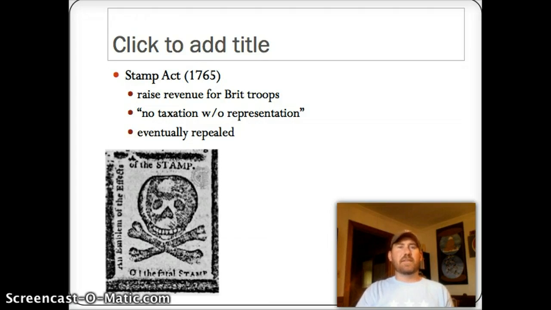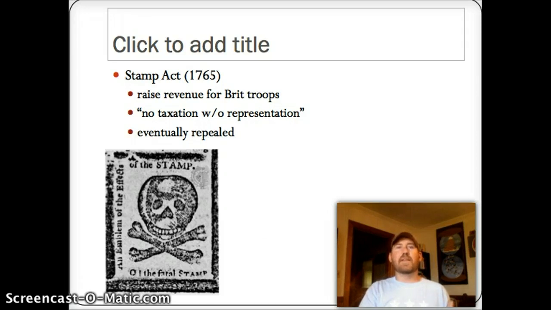Number one is strictly, does Parliament have a right to tax the colonists? Well, from the colonists' point of view, they felt that they didn't. And from the British point of view, they felt that absolutely they had a right to do this because, remember, at this point, the land mass of America is still a British colony, just like anywhere else in the world.